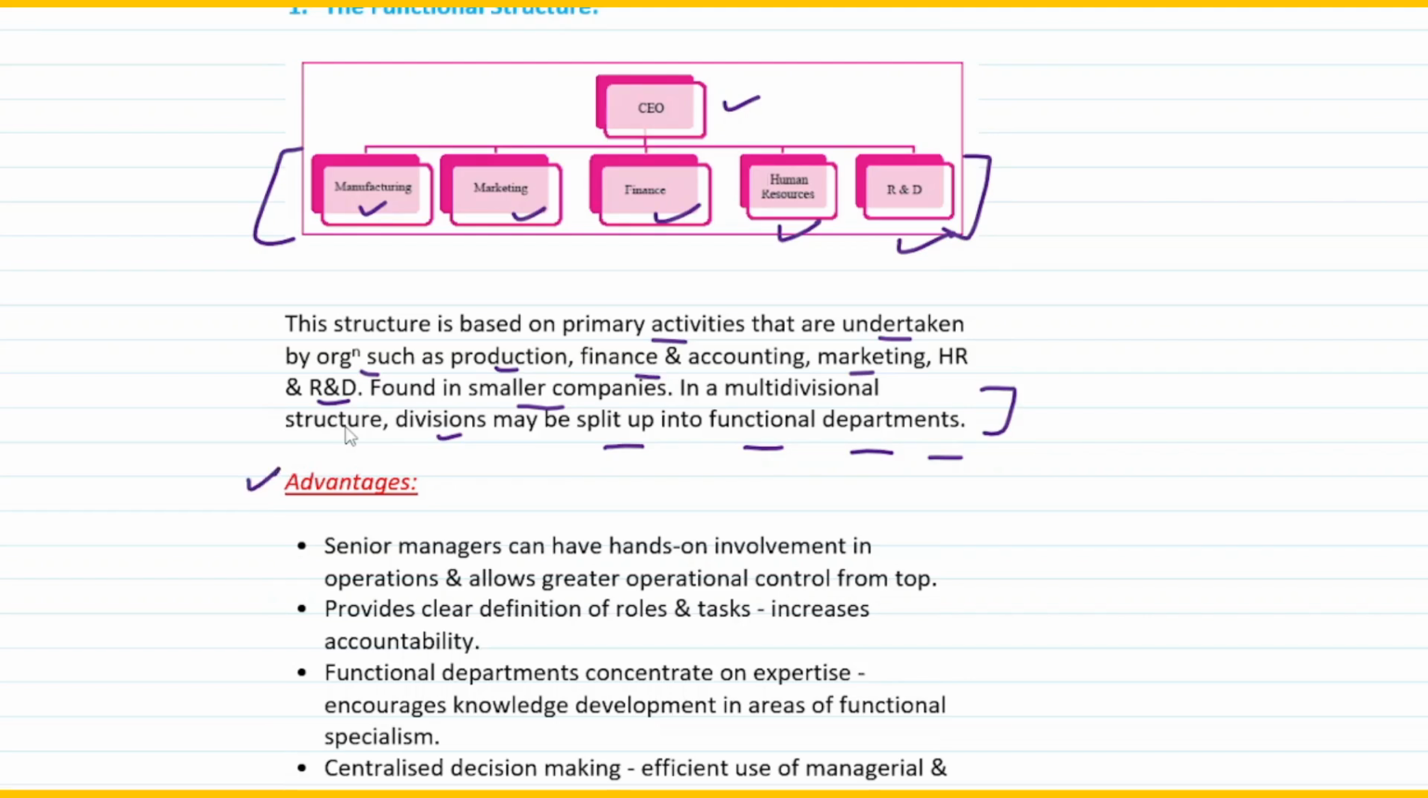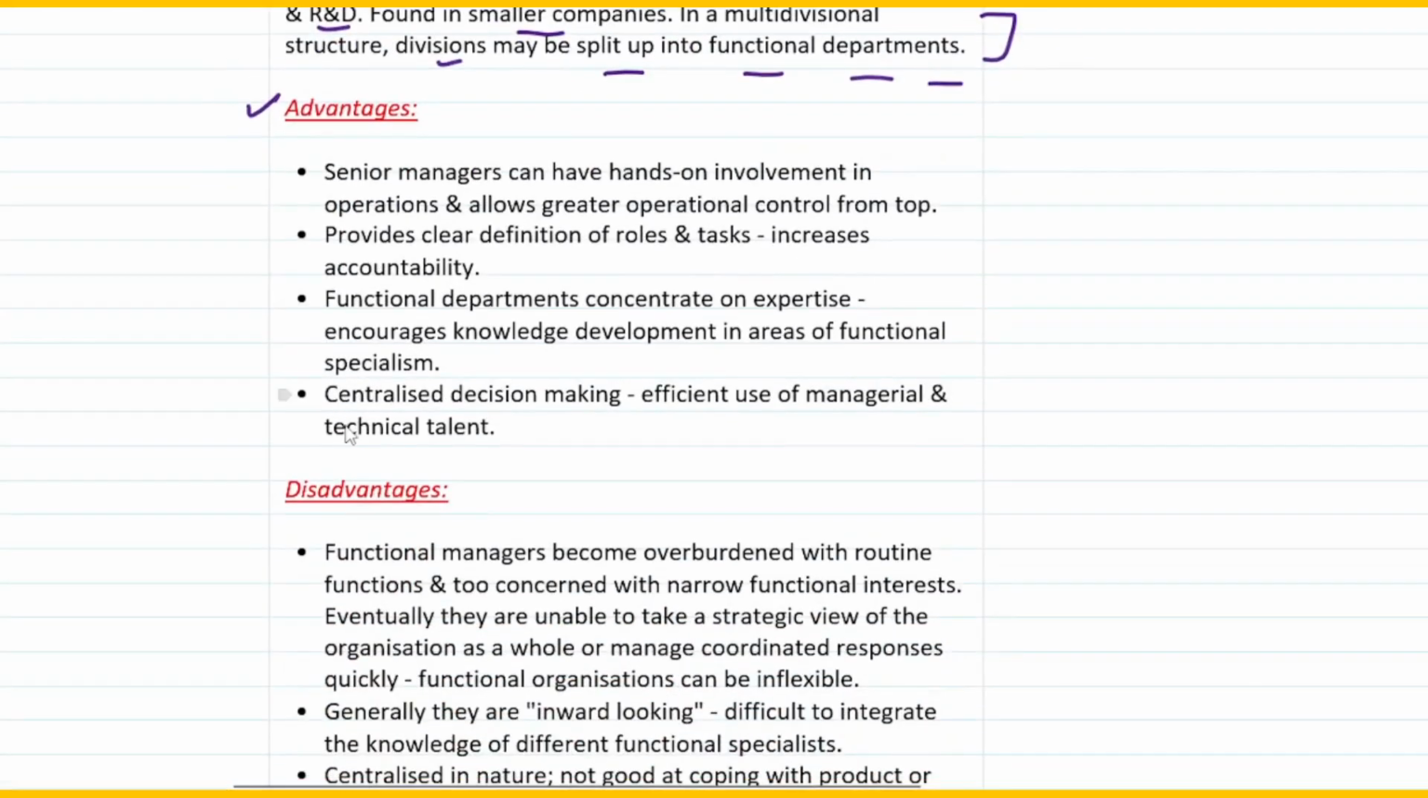What are the various advantages of a functional structure? First of all, senior managers can have hands-on involvement in operations, and it allows greater operational control from the top. Whosoever is the senior manager can have direct involvement in the operations of the particular function. If I'm in manufacturing, I as a senior manager can have a direct role in that. Similarly, if I'm in HR, I can have direct interaction with my employees. That becomes hands-on involvement, and it allows greater operational control from the top.